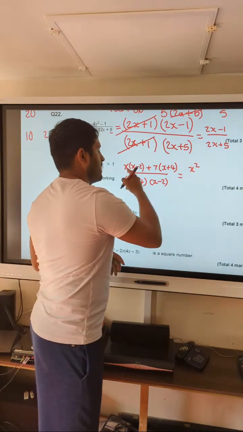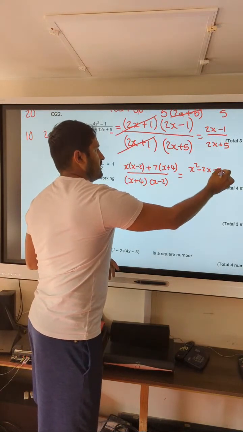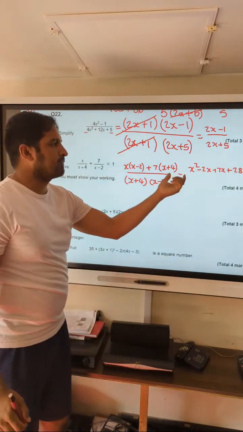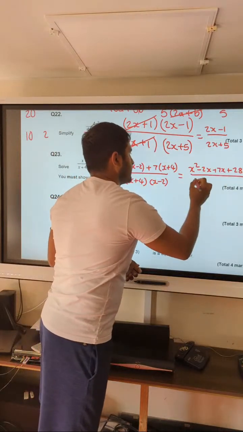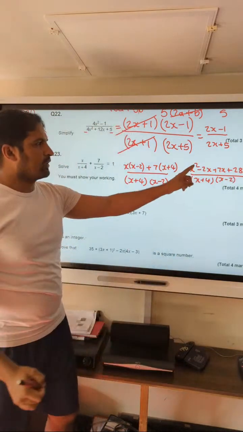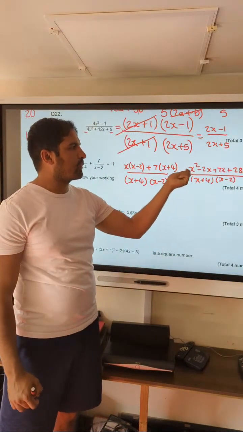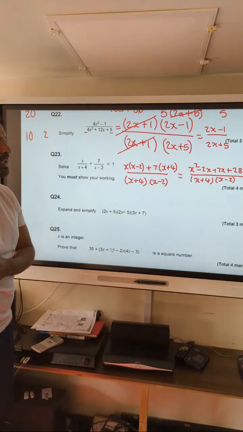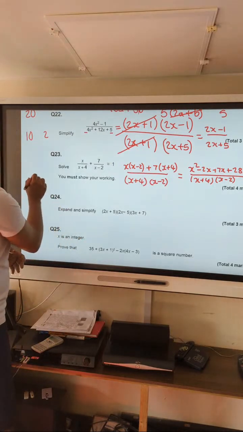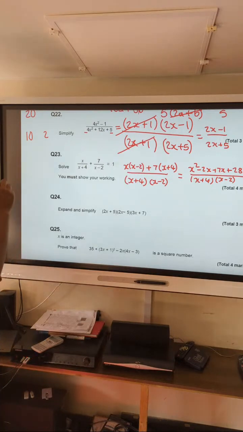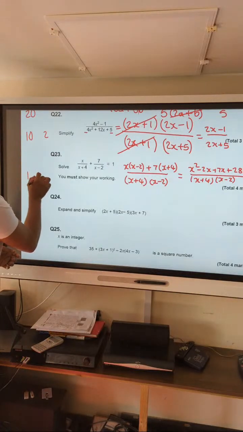Now I need to multiply these out and you get some sort of expression. So you get x squared minus 2x plus 7x plus 28. That gives you 5x plus 28 over x plus 4 and x minus 2. So now remember, you need to factorize the top one, x squared plus 5x plus 28. Two numbers multiply to get you 28, but when you add them you get 5. So I'll look for the factors 1 and 28.